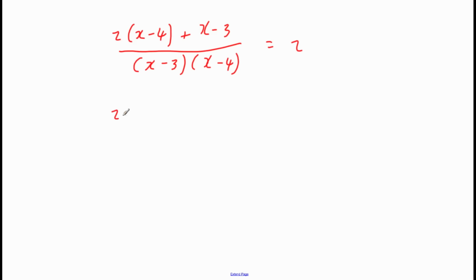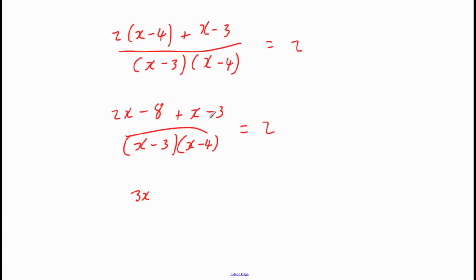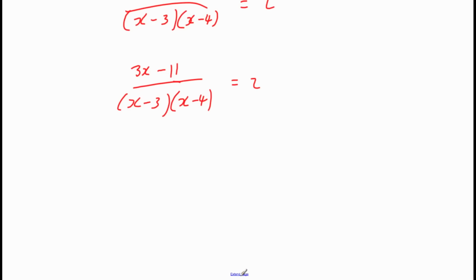So 2 times x is 2x, and 2 times minus 4, that's minus 8, plus x minus 3 over x minus 3, x minus 4, like so. And that equals 2. So just expanding these brackets. Now let's simplify the numerator. 2x plus x is 3x. And then we've got minus 8 minus 3, that's minus 11 over x minus 3, x minus 4, and that equals 2. So now we've got 3x minus 11 over x minus 3 times x minus 4 equals 2.